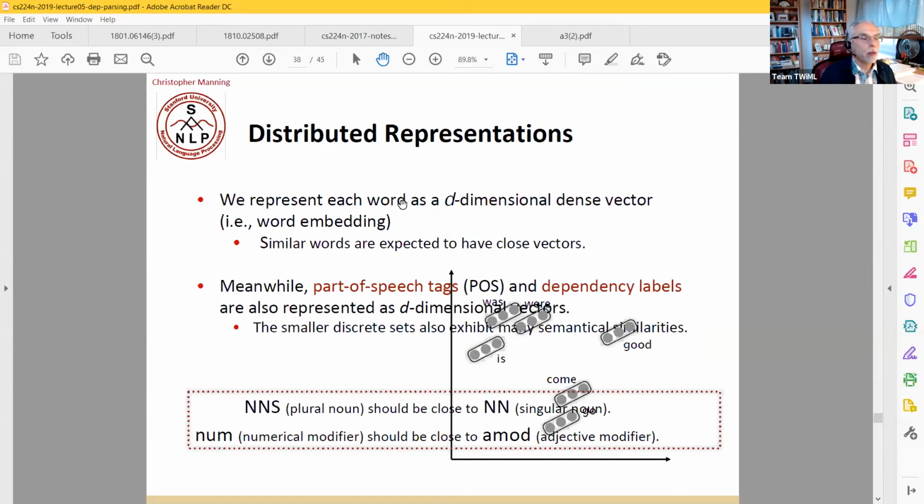Distributed representation. So now they're coming back to word embeddings. Each word is represented as a d-dimensional vector. Part of speech tagging and dependency labels are also embeddings, I guess. So what is a part of speech tag? It's when you label a word as a noun or an infinitive or a verb or an adjective or an adverb; these are parts of speech. And the dependency label, I guess, is the word that it points to, where the arrow from that word is pointing to.